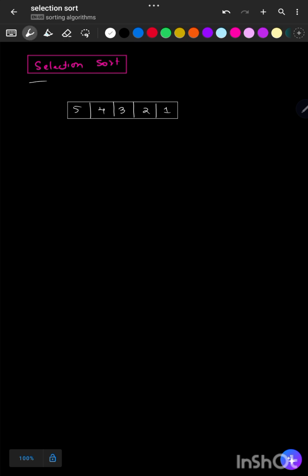Like for instance, here I compare 5 with 4, swap, 5 with 3, swap, 5 with 2, swap, 5 with 1, swap, which is not necessary. Only if I would have swapped 5 with 1, that would be sufficient enough, right? Why did we have to swap 5 with 4, again 5 with 3, again 5 with 2, again 5 with 1? Not required, right?